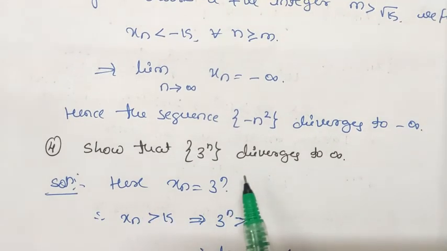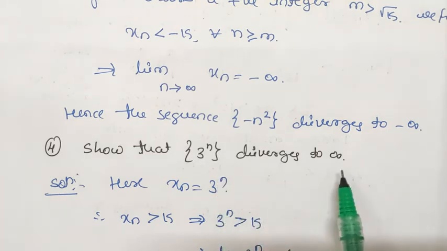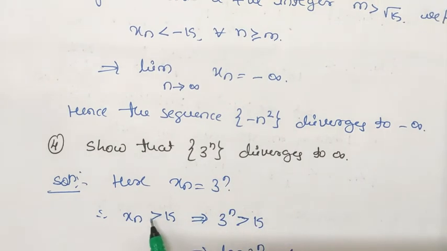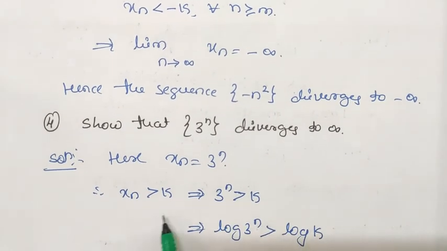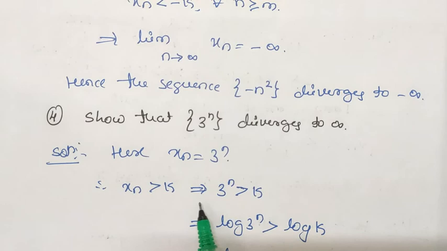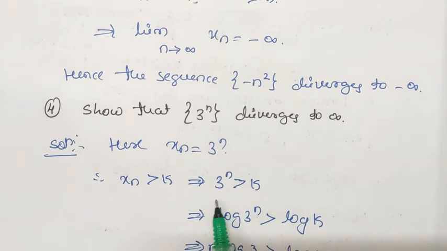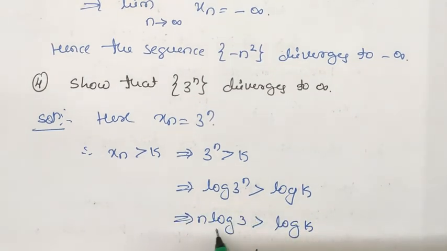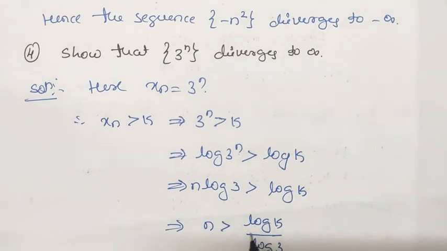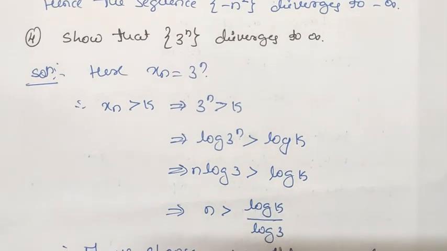Show that the sequence 3 raised to n diverges to plus infinity. So here xn is equal to 3 raised to n, and here xn is greater than k because it is a positive value. This implies 3 raised to n is also greater than k. So take log on both sides because you want the value of n. Taking log on both sides, log 3 raised to n is greater than log k, and log m raised to n is n log m, that is n log 3 greater than log k. So this implies n is greater than log k by log 3.